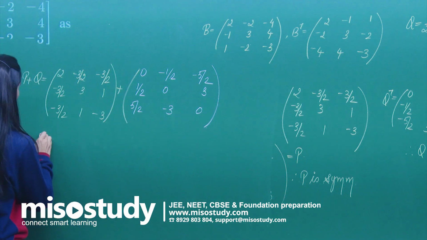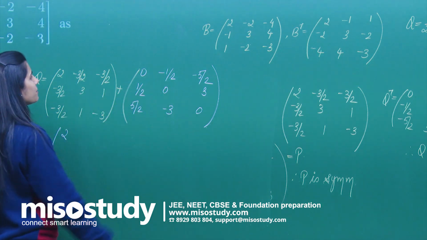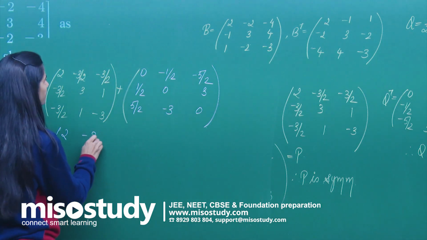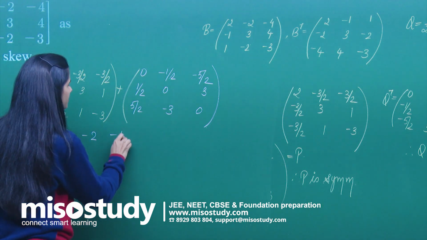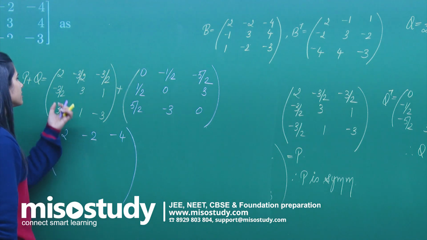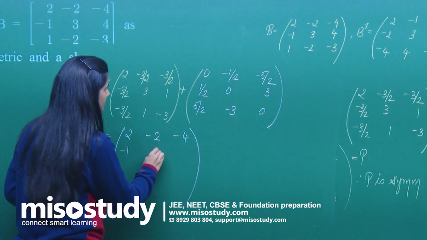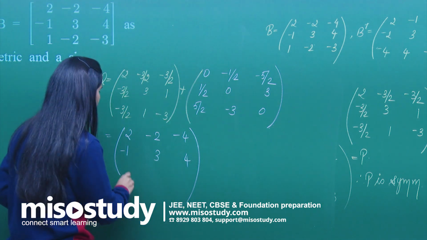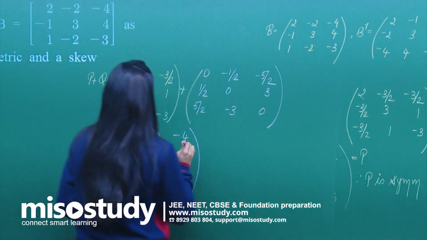P plus Q you need to do. 2 plus 0 is 2, minus 3 by 2, minus 1 by 2 is minus 4 by 2, which is minus 2. Minus 3 by 2, minus 5 by 2 is minus 8 by 2, which is minus 4. Minus 3 by 2 plus 1 by 2 is, minus 3 plus 1 is minus 2 by 2, which is minus 1. 3 plus 0 is 3, 1 plus 3 is 4. Minus 3 by 2 plus 5 by 2 is 2 by 2, which is 1. 1 minus 3 is minus 2, and minus 3 plus 0 is minus 3.